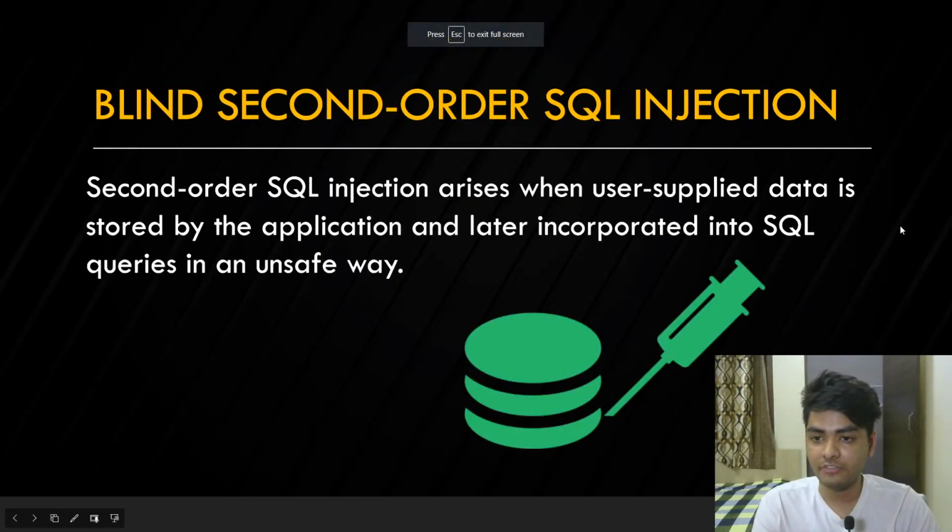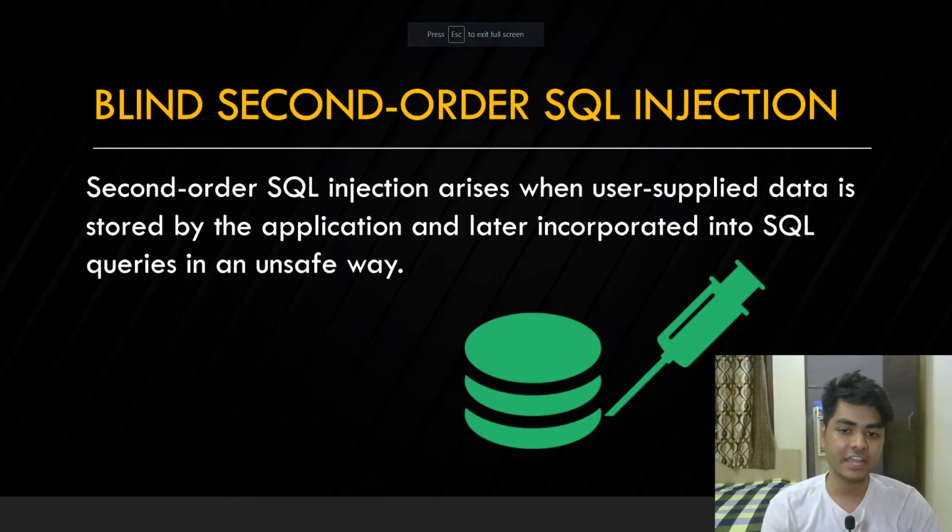Okay. Then finally we have blind second order SQL injection. There will be many people who don't know about blind second order SQL injection. The definition says that second order SQL injection arises when user supplied data is stored by the application, and later incorporated into SQL queries in an unsafe way.